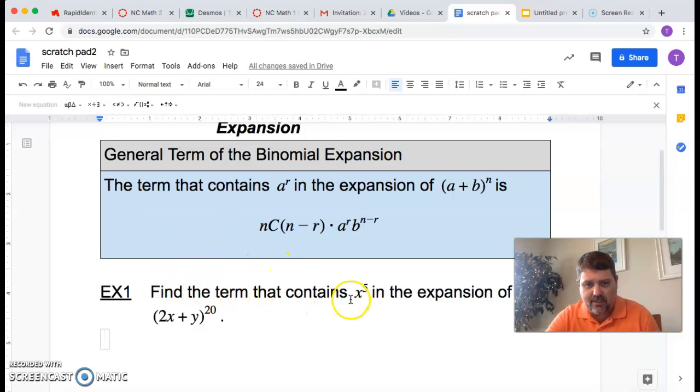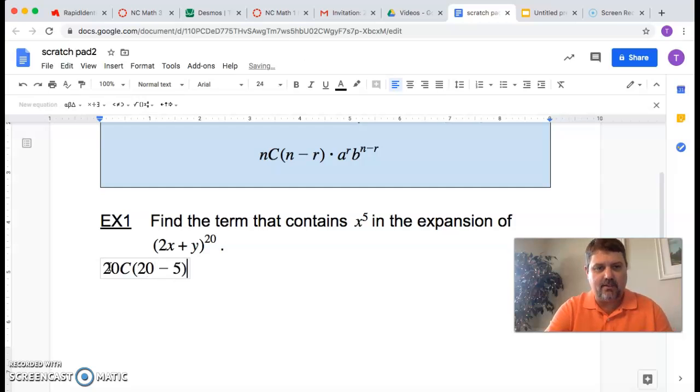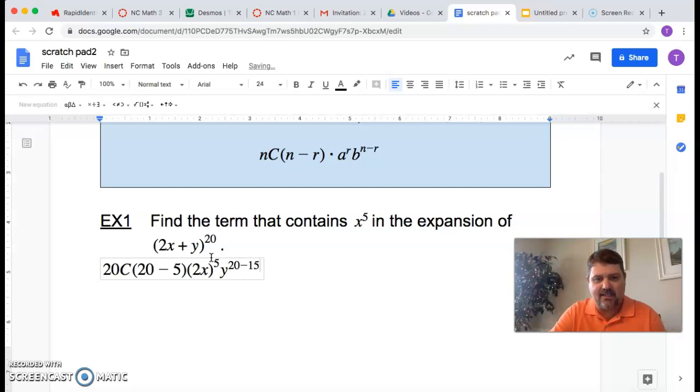This is saying find the term that contains x to the 5th in the expansion of 2x plus y to the 20th. So the very first thing I need to compute is 20 choose, and I'm going to use parentheses and type it just like the formula says. So I'm going to have 20 minus 5. I know we could probably see that that's 15, but I want to be careful. Times, and here's something you've got to be careful with, your a is actually 2x, so you've got 2x raised to the r. Now r is 5, right? That's what we're looking for. And finally, I don't think I need parentheses for y. Y to the n minus r, which I'm going to write that way again, which is 20 minus 15. So that's the basic setup.